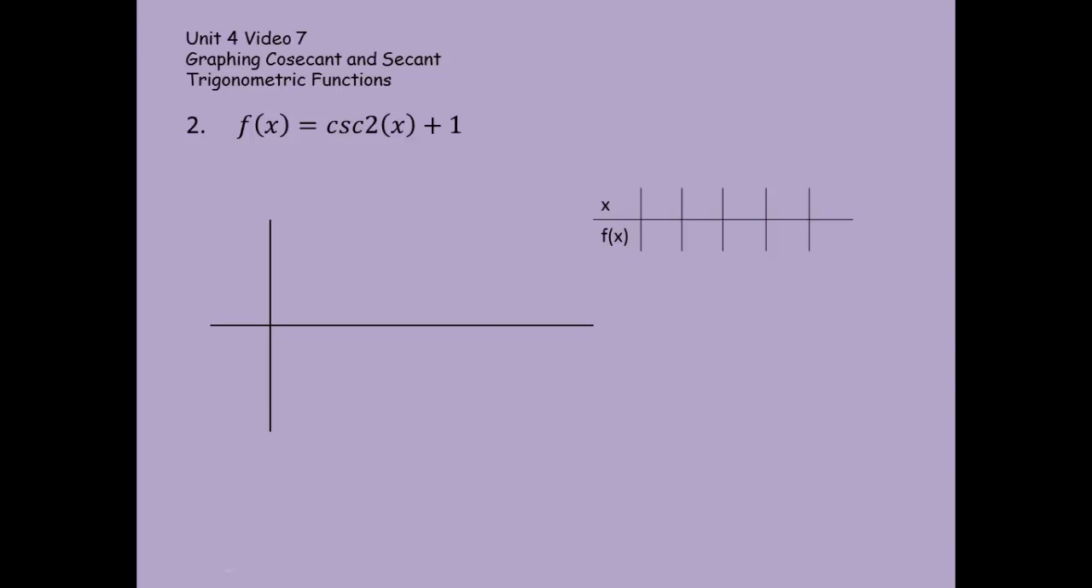So here I have some changes, and I'm going to first identify those changes with you. My changes are that I have a period change, and I'm going to take 2 pi and divide it by the b value. So that's 2 pi divided by 2, so my period is pi. I also see a vertical translation of up 1. So to start off, I'm going to start with my period of pi. We'll split that up.